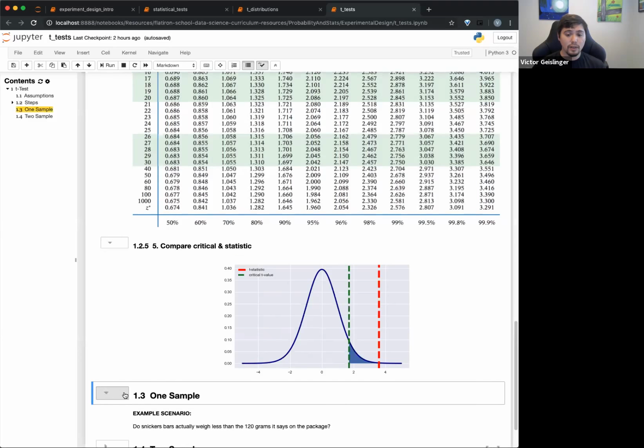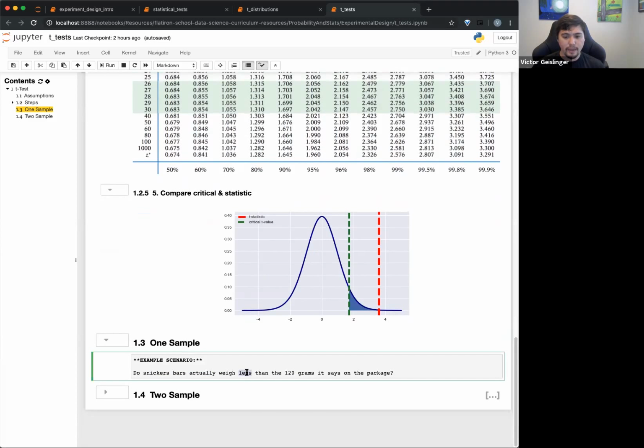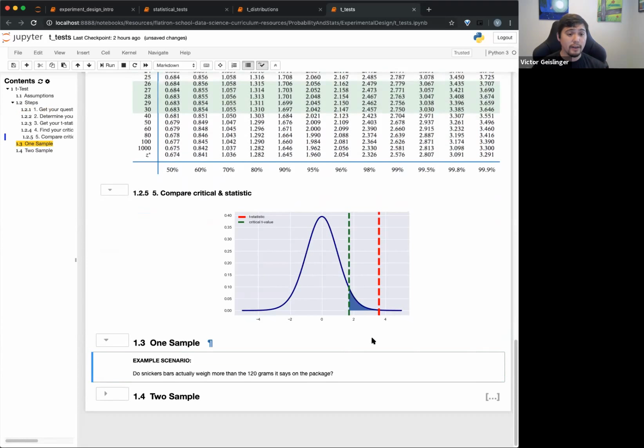Okay, so looking at this, what scenario would have this 1 sample, which is what this is representing: do Snickers bars actually weigh less than 120 grams? It says on the package. So just to make this fit better, let's say way more than 120 grams. So you can imagine on this scale right here, if we take our sample, let's say, for example, we get some special Snickers bars or something like that.